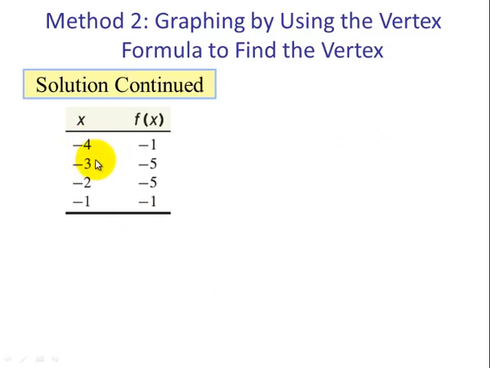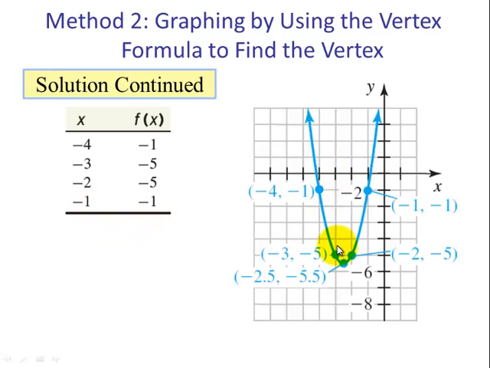So when x is negative 4, y is negative 1. When x is negative 3, y is negative 5. When x is negative 2, y is negative 5. When x is negative 1, y is negative 1. So we plot our points. Here's the vertex. Here's a point to the left of the vertex. Here's a point to the right.